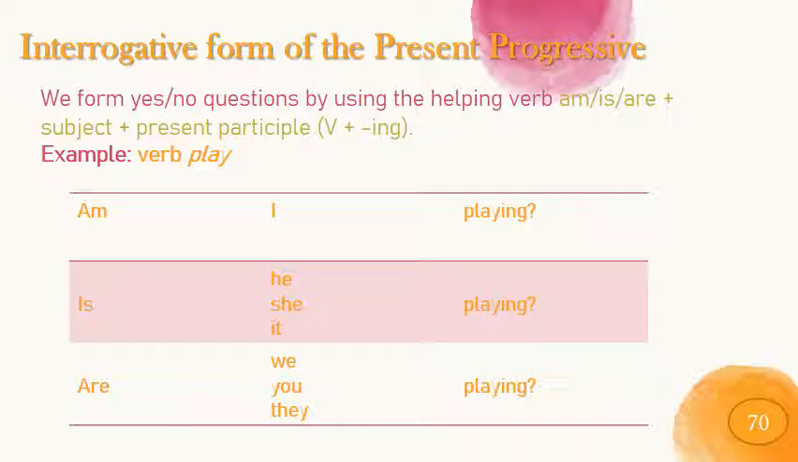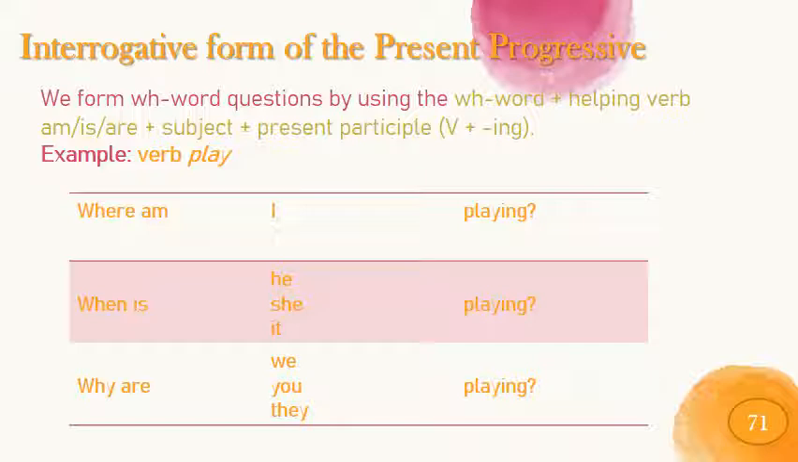Interrogative. What about the questions? The interrogative form of the present progressive. Since I want to make a question and I already have the helping verb in the sentence, if it's a yes, no question, it's simple. I start with the helping verb, then the subject, then the verb with ing, and the completion of the sentence. Example, am I playing? Is he playing? Is she playing? Is it playing? Are we playing? Are you playing? Or are they playing? This form is for the yes, no questions, okay?